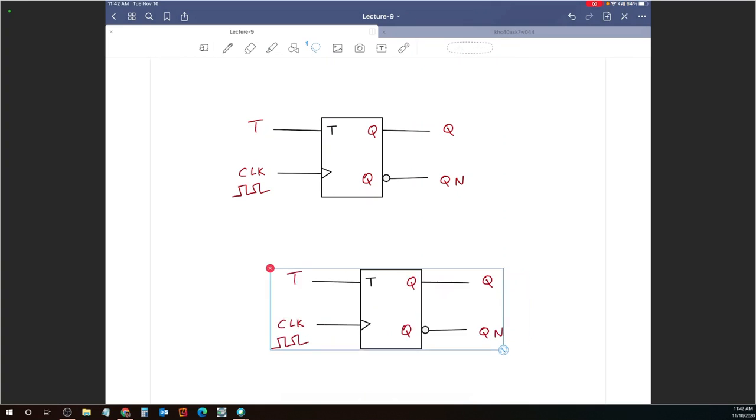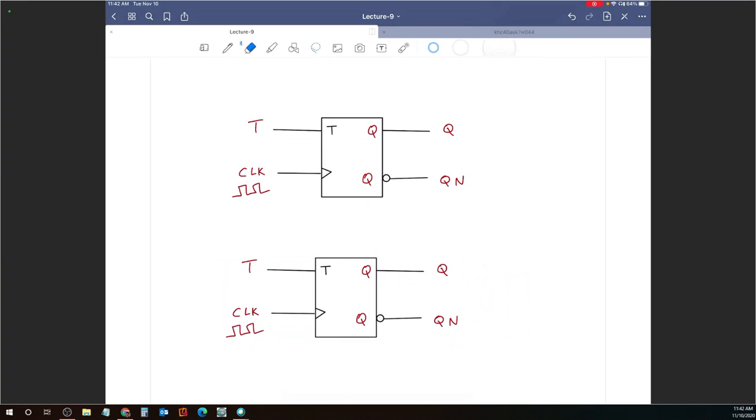There are two different ways of thinking about a T flip-flop. This guy goes here and you have enable now.